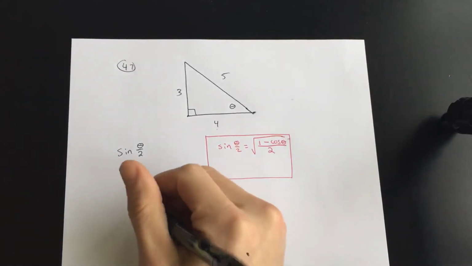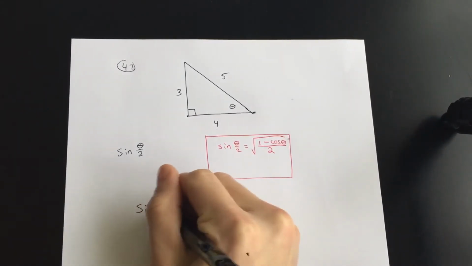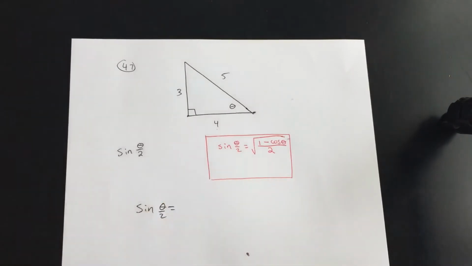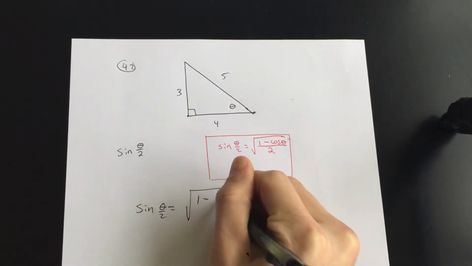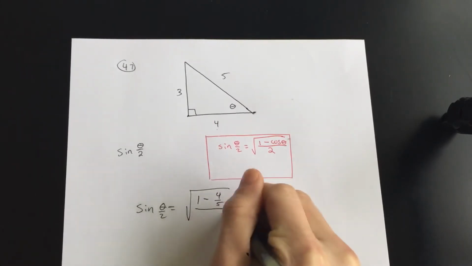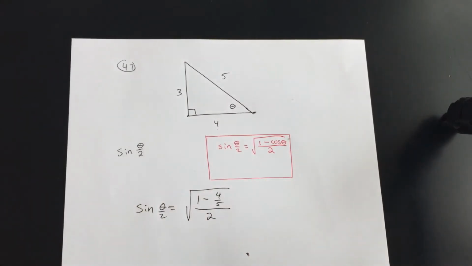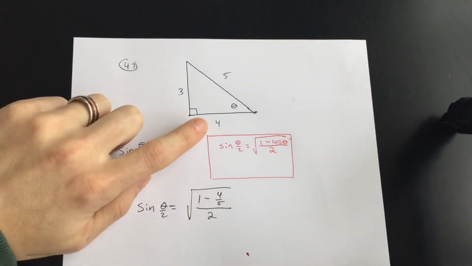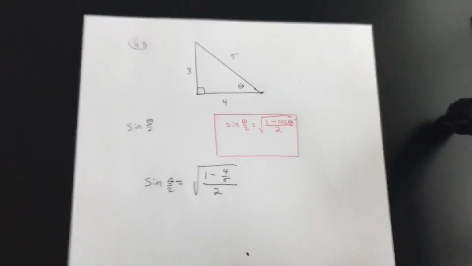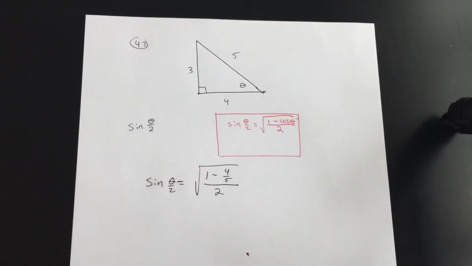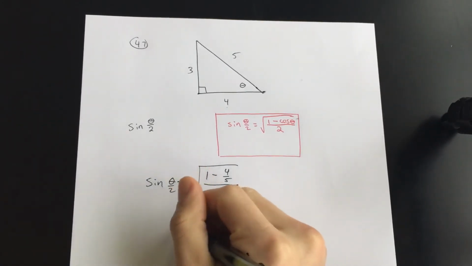So I'm going to rewrite this as sine theta over 2 is equal to radical 1 minus 4 over 5, all over 2. Notice that the 2 is inside of the square root symbol. And that 4 over 5 comes from the cosine, adjacent over hypotenuse. All right? So now we're going to go ahead and simplify the work in here. 1 minus 4 fifths is simply 1/5.